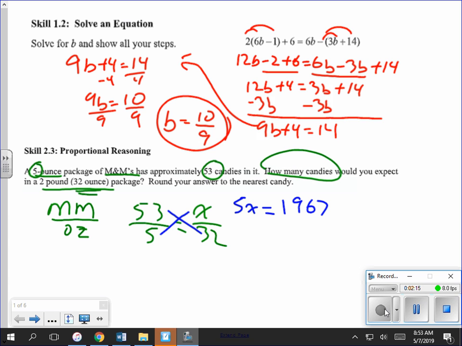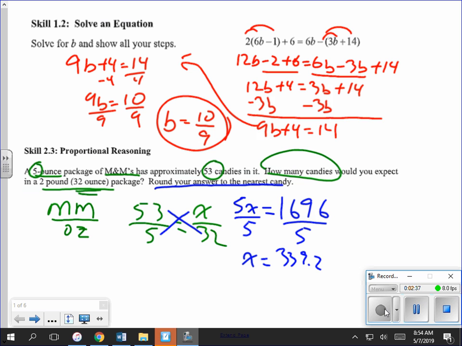1,996, sorry. 1,600, oh man, I'm messing that all up. 1,696, divide both sides by 5, X equals, and it says round to the nearest candy, X equals 339.2, but if I round to the nearest candy, X equals 339. Okay, next one.